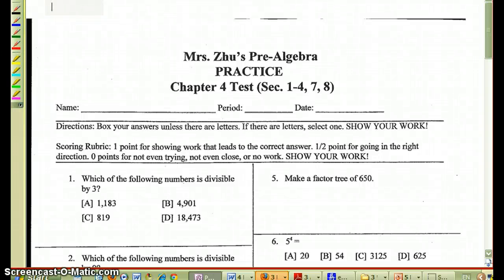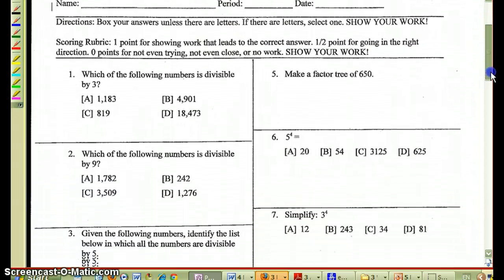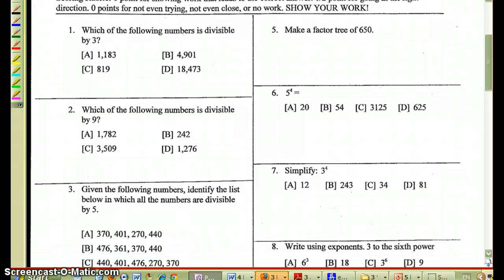Hi, this is Ms. Zhu, and we're going to be going over the practice chapter 4 test homework given tonight. And we're going to start with the first question. Which of the following numbers is divisible by 3?